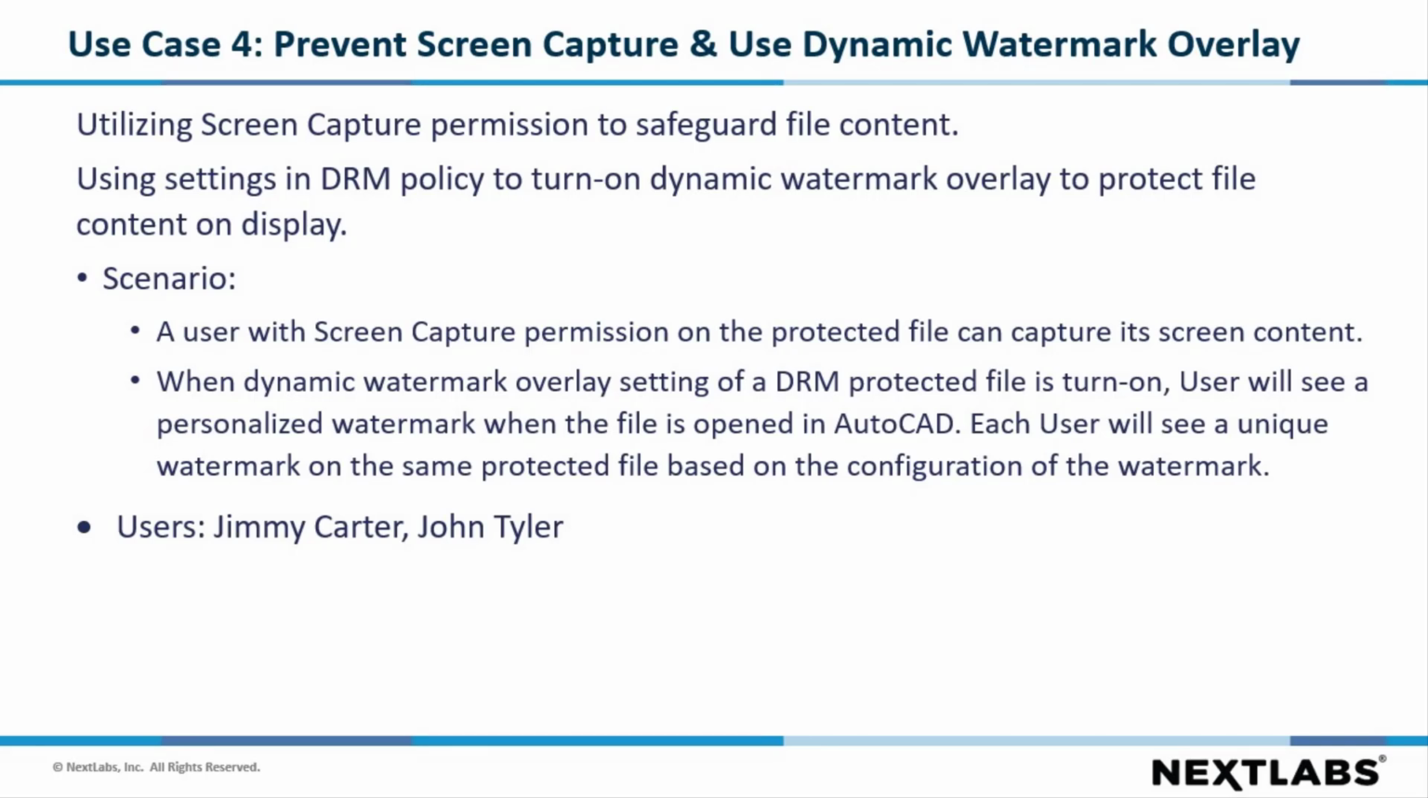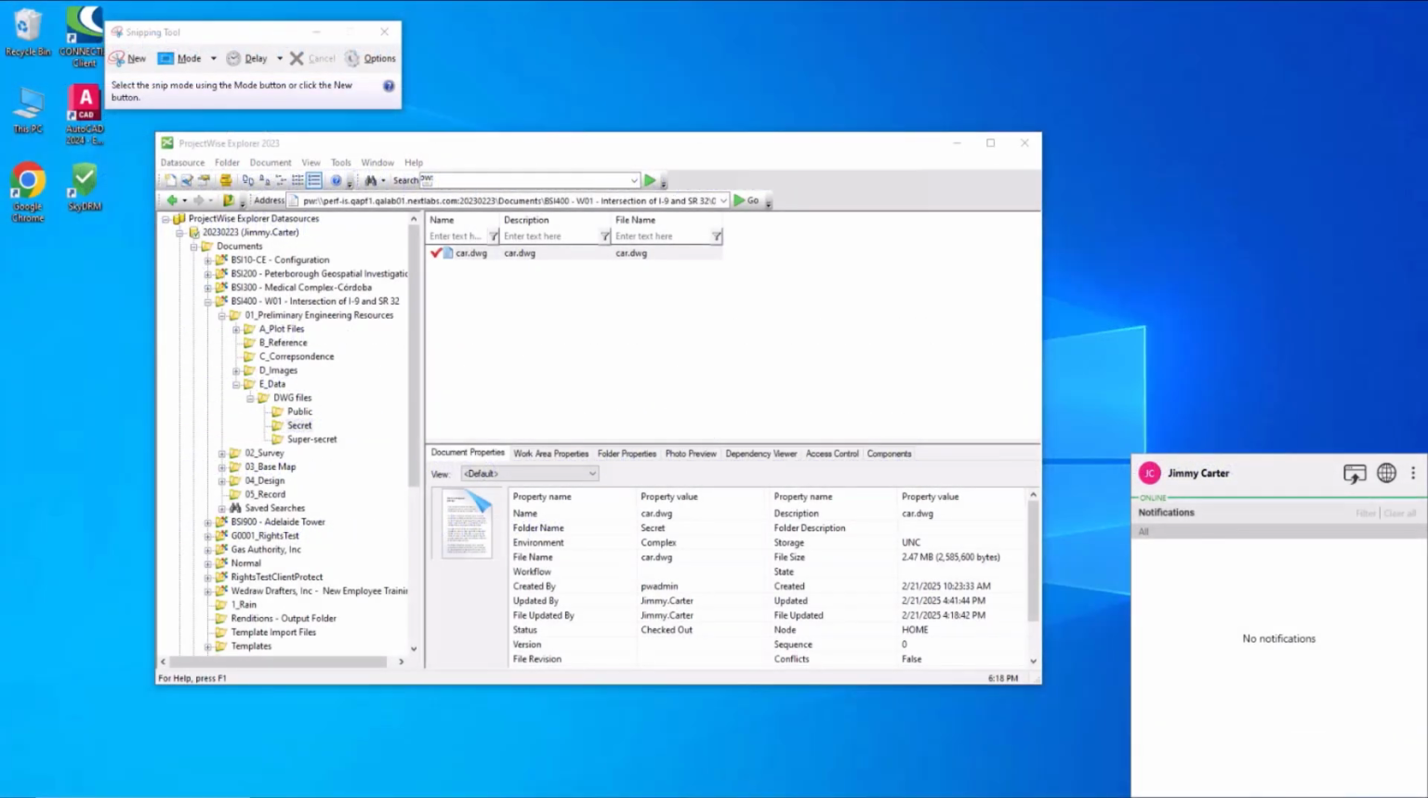When dynamic watermark overlay setting of a DRM protected file is turned on, user will see a personalized watermark when the file is open in AutoCAD. Each user will see a unique watermark on the same protected files based on the configuration of the watermark. Let's get into the demo.